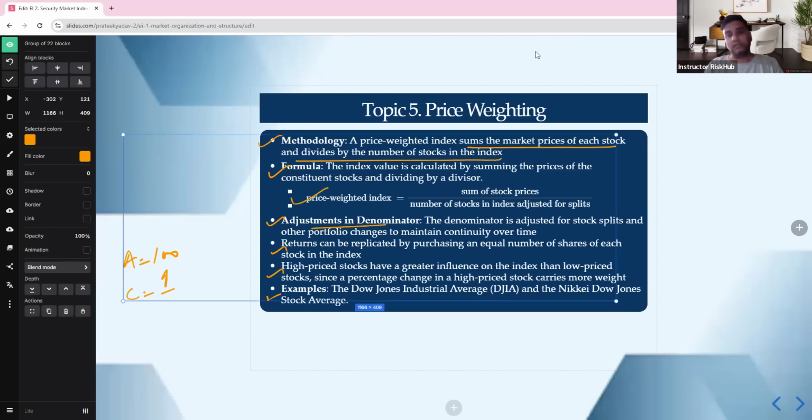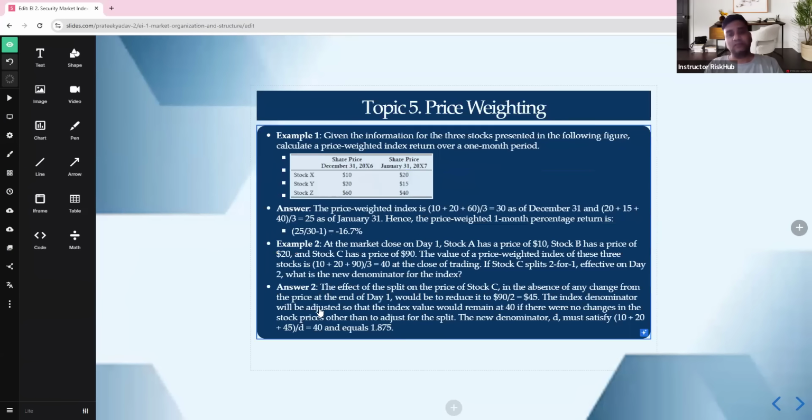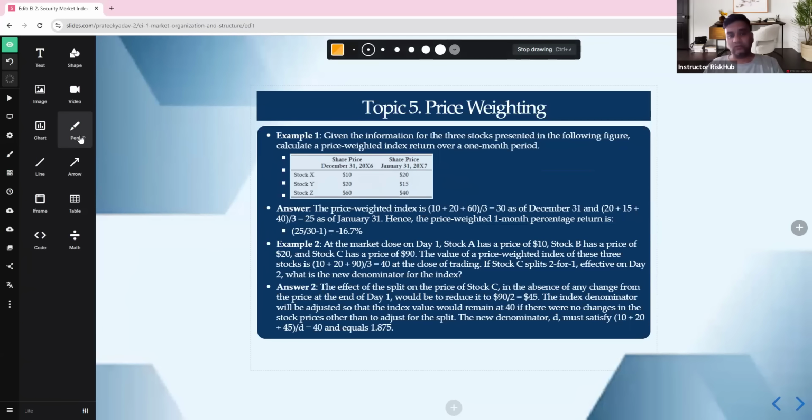Okay. Then once we have done this price weighing, we go into another question. Given the information for three stocks presented in the following figure, X, Y, and Z, with prices 10, 20, 60, 20, 20, 15, 14, the price weighted index is just the sum of these 30 and the sum of these at 31st January.